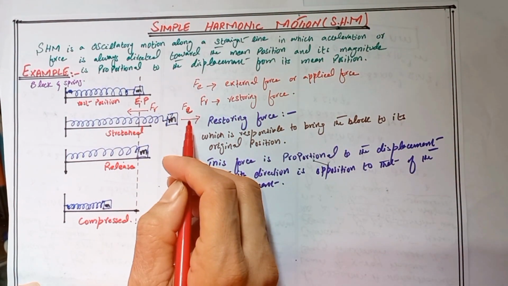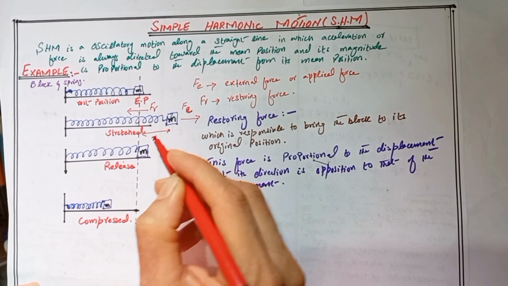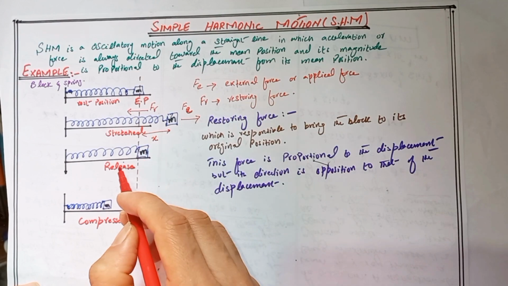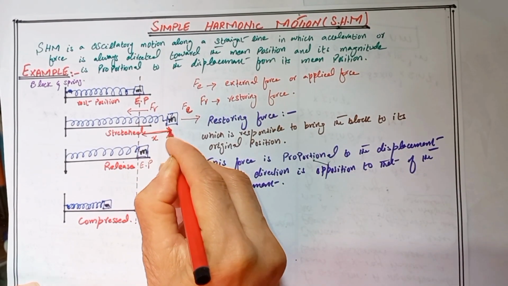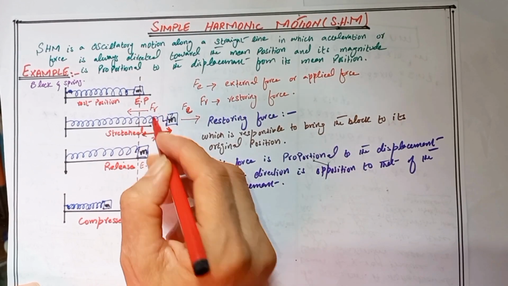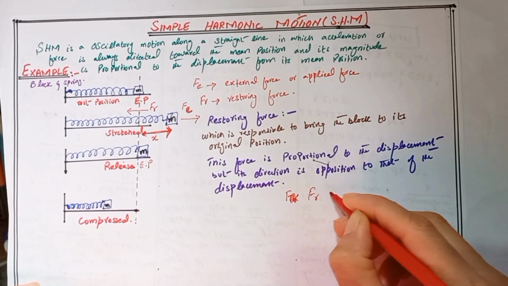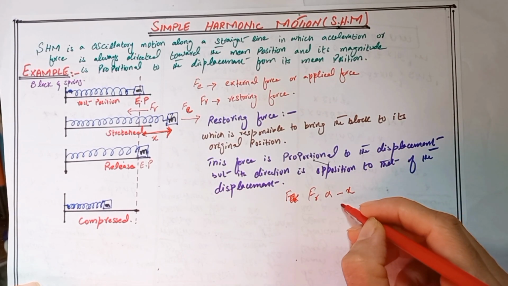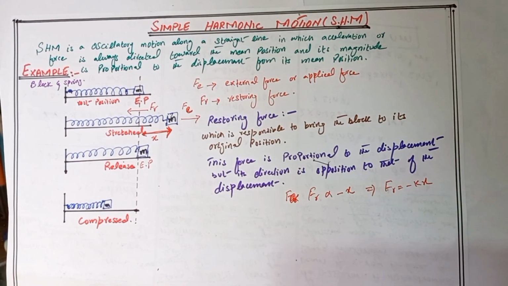Here, when we exert force on the block and displace it, the restoring force acts in the opposite direction and is responsible for the block regaining its original position. Then the block again comes to its equilibrium position. Here this is the direction of the displacement and this is the direction of the force. Both are opposite. So here we write Fr is directly proportional to minus x. Both are opposite to each other. When we remove the proportionality sign, Fr is equal to minus kx.